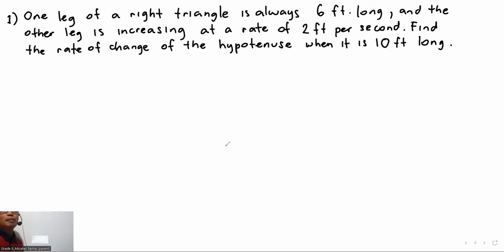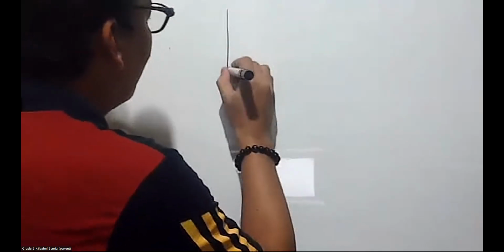It states that one leg of a right triangle is always 6 feet long, and the other leg is increasing at the rate of 2 feet per second. Find the rate of change of the hypotenuse when it is 10 feet. So first we illustrate the problem. So you have a triangle.